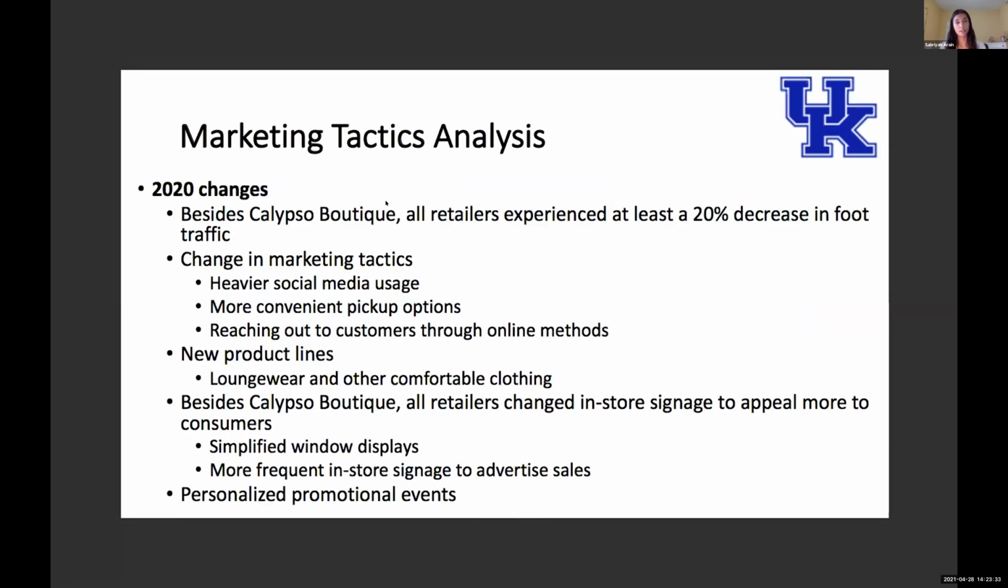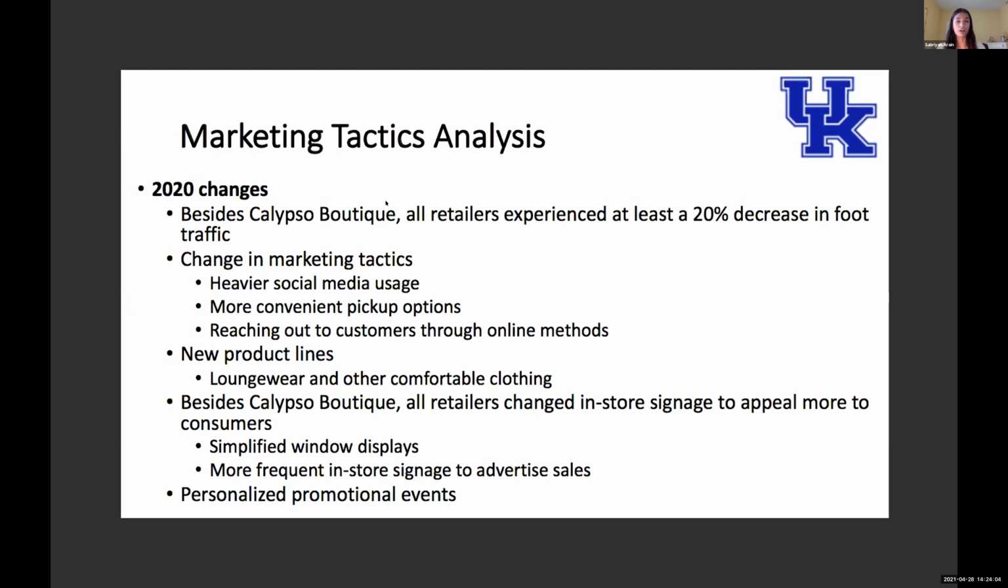And so lastly is the marketing tactics analysis. These are the major changes I saw between 2019 and 2020 based on the interviews from the 4 retailers. So besides Calypso Boutique, all retailers experienced at least a 20% decrease in foot traffic compared to the 2019 season. There were also changes in marketing tactics. Retailers used heavier social media, more convenient pickup options, and they chose to reach out to customers through online methods rather than in-store methods or mail methods.